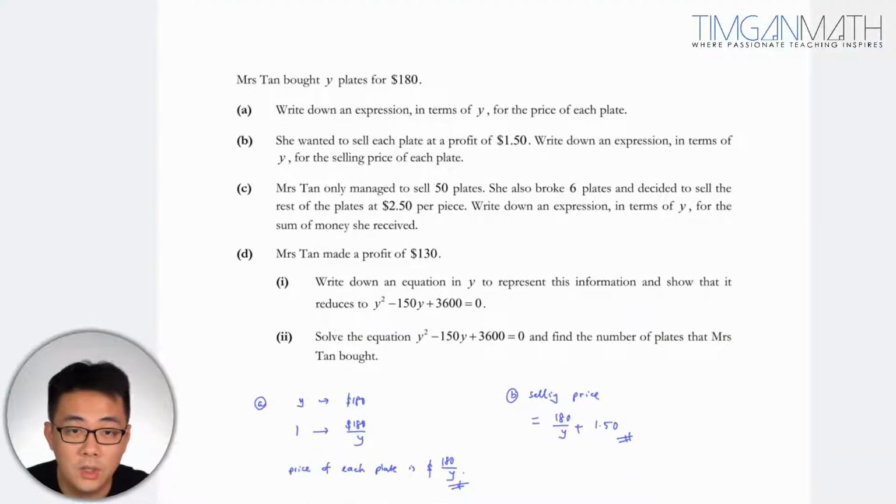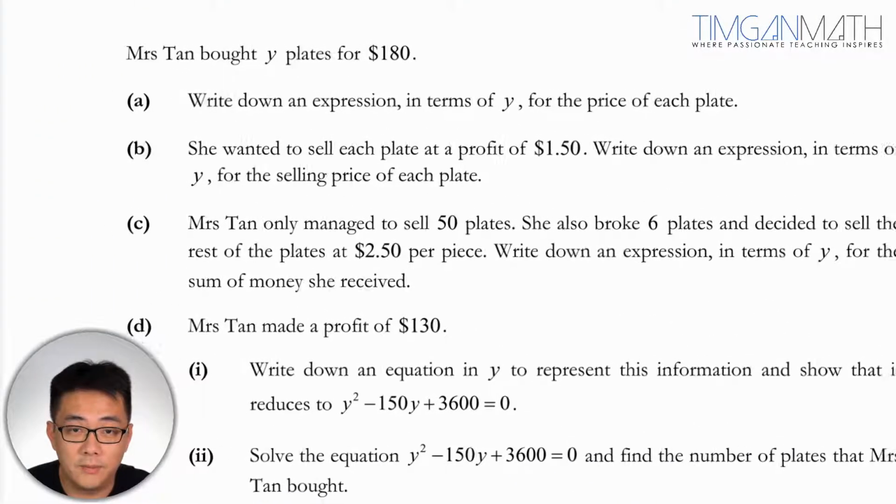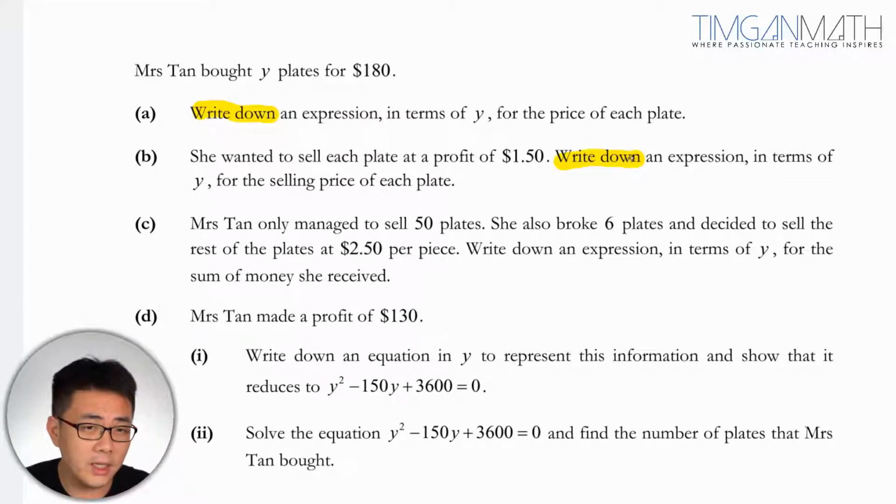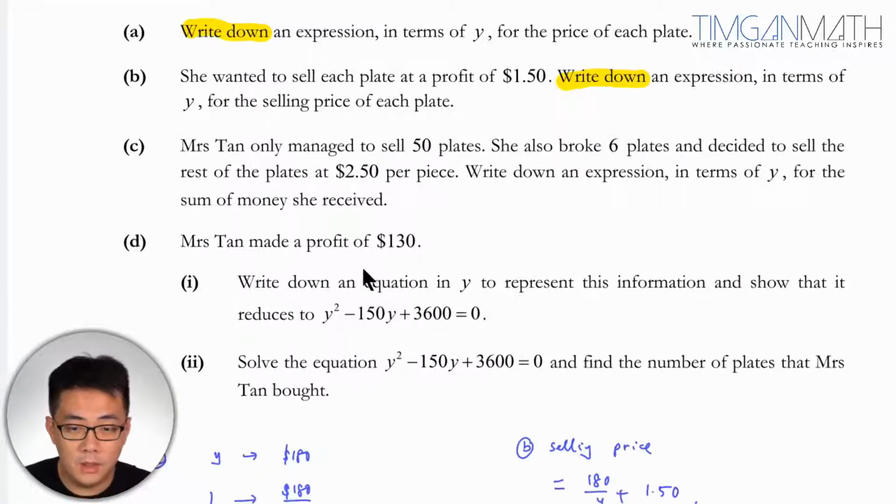So just write down. These are all the terms which you need to know. Write down, meaning you don't really need calculation. So I reckon that these two parts would each just give us 1 mark. This is what we call a B1 mark. Let's look at part C.